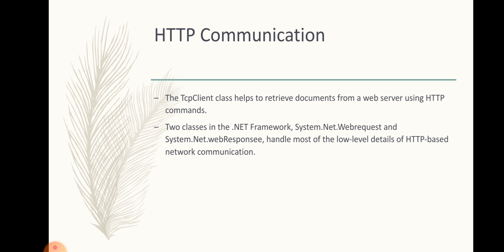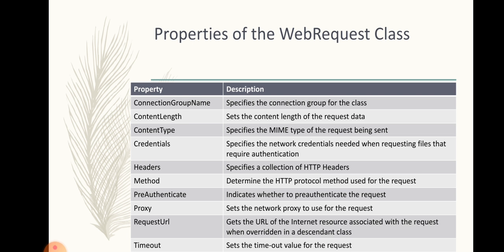There are two classes in the .NET framework. That is, they are system.net.web request, which is made by the client, and system.net.web response, which is made by the server. It will handle most of the low-level details of HTTP-based network communication. Got it? Next, here are some of the properties of the web request class.